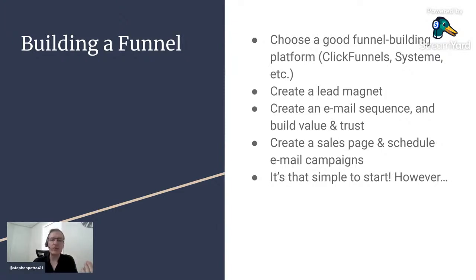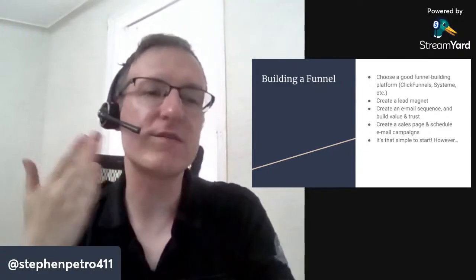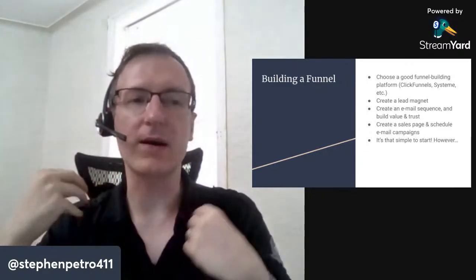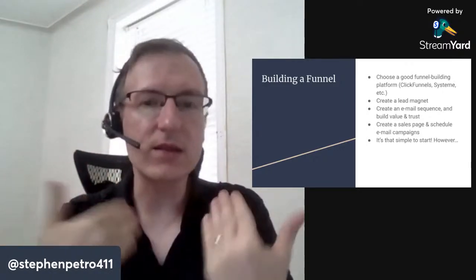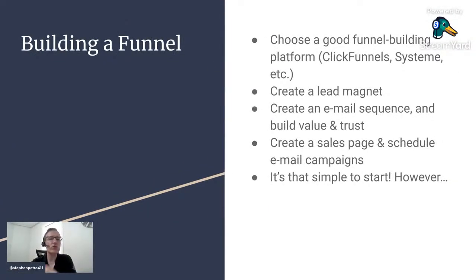Create an email sequence from there. The email sequence should not be, oh, buy my stuff, right? The email sequence should be: here are tips, here are valuable resources I'm going to give you, here are insights. And now people are building a connection to you, right? It's repeated exposure. And then also create a sales page, and you can do that on System, not on ClickFunnels, but you can do that on System. And schedule email campaigns. It's really that simple to start. So that's all you need.